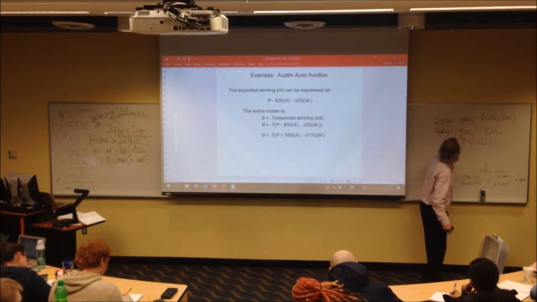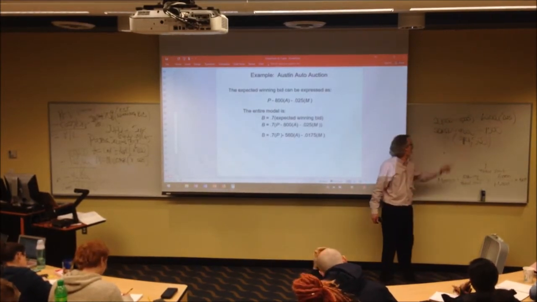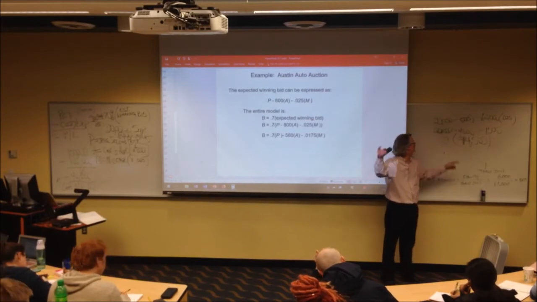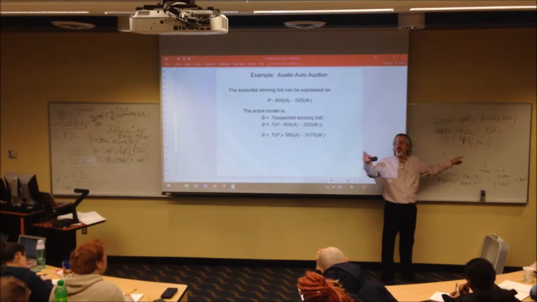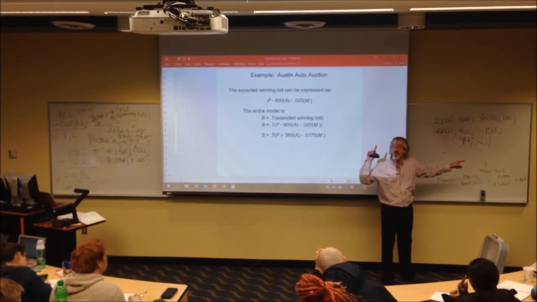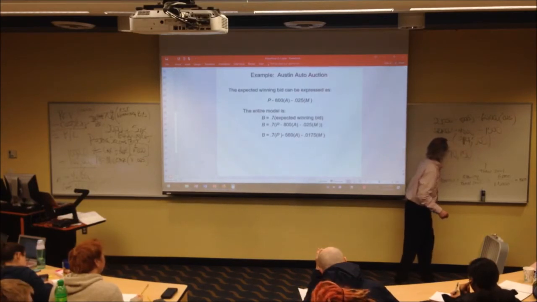I'm sorry, I can't read my own handwriting. 14,500 times 70%. That's 10,150. 10,150 is our starting bid.